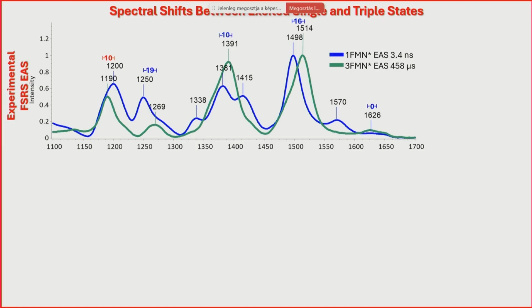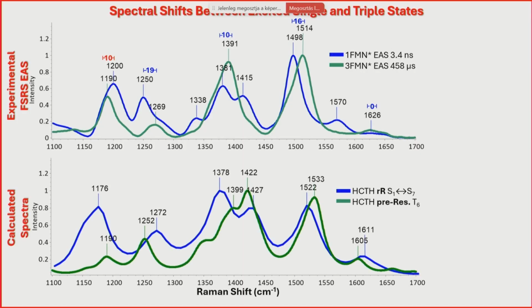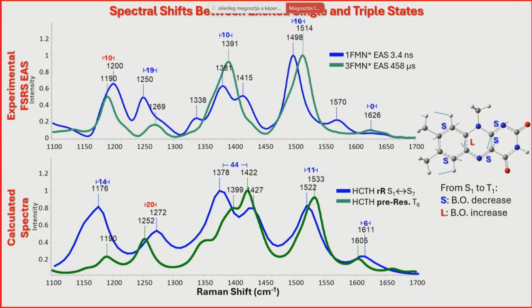And the final test we can put the functionals through is how to nuance the spectral shifts we see between singlet and triplet states here. You can see that there are mostly blue shifts when we go from the excited singlet state to the excited triplet state. And for our computed spectra, I chose the resonance Raman for the singlet and the pre-resonance for the triplet. In this case, we capture almost 3 of the shifts, but the other 2 are inverted. How do we nuance these shifts? Where are they coming from?